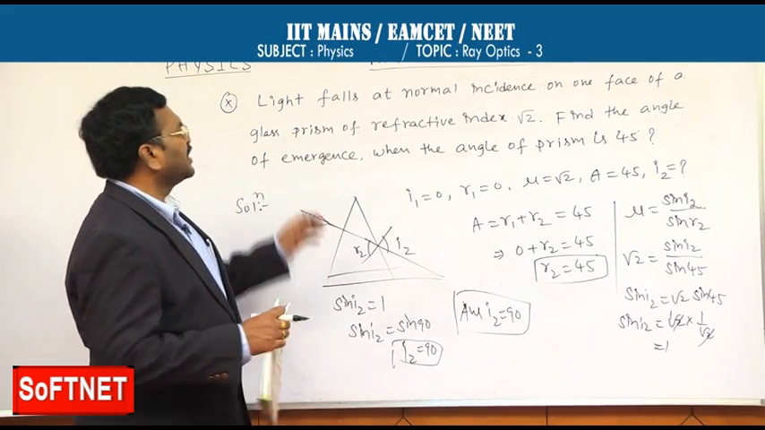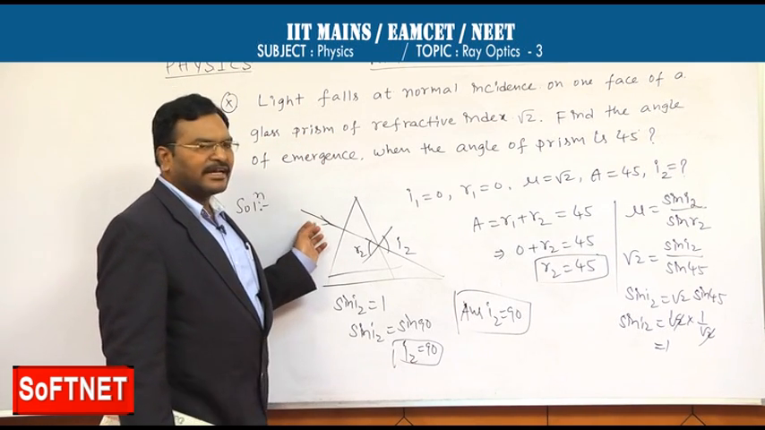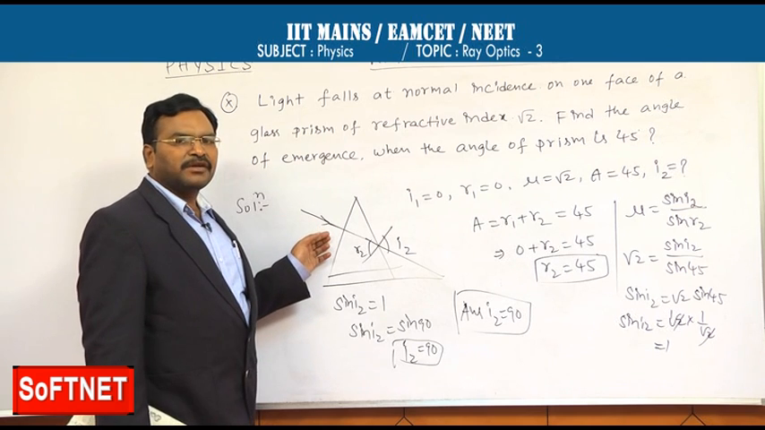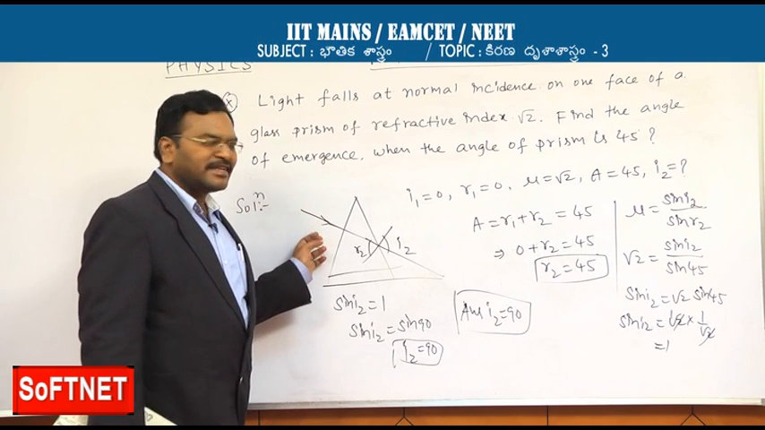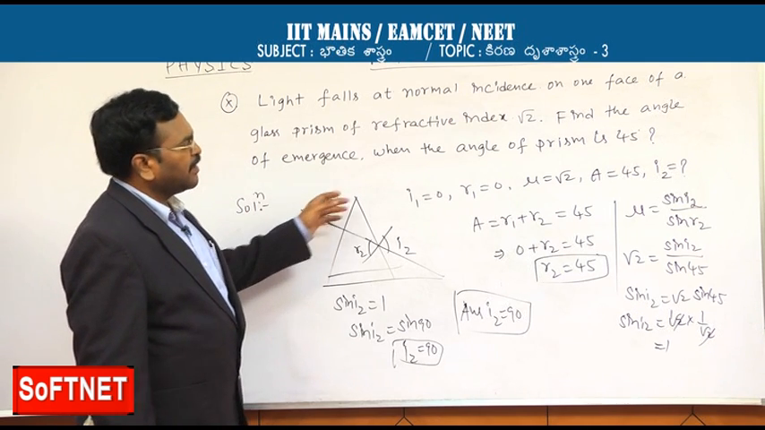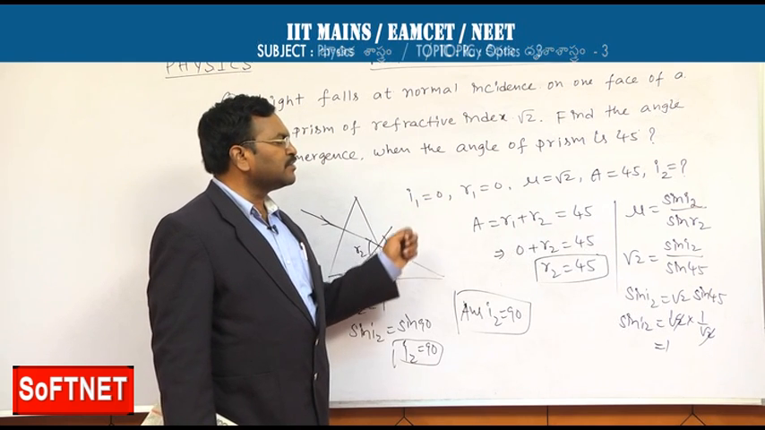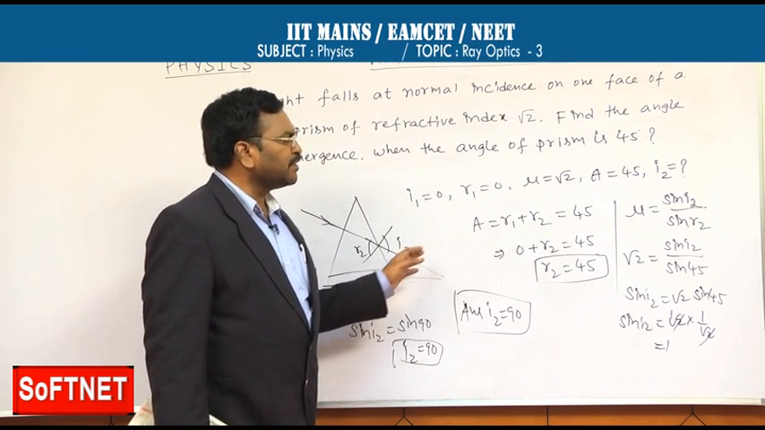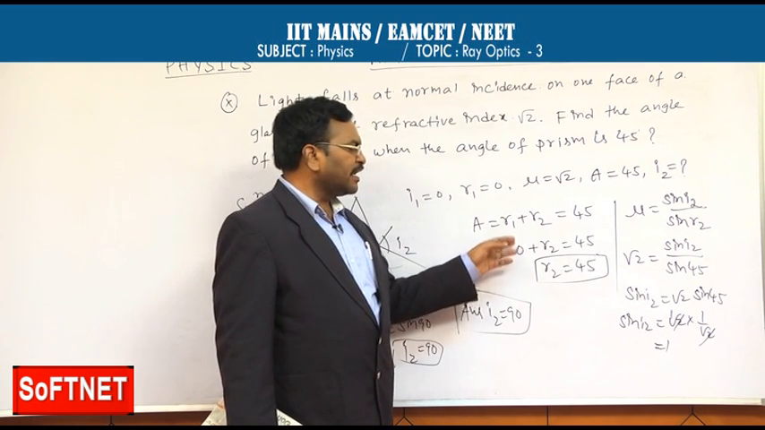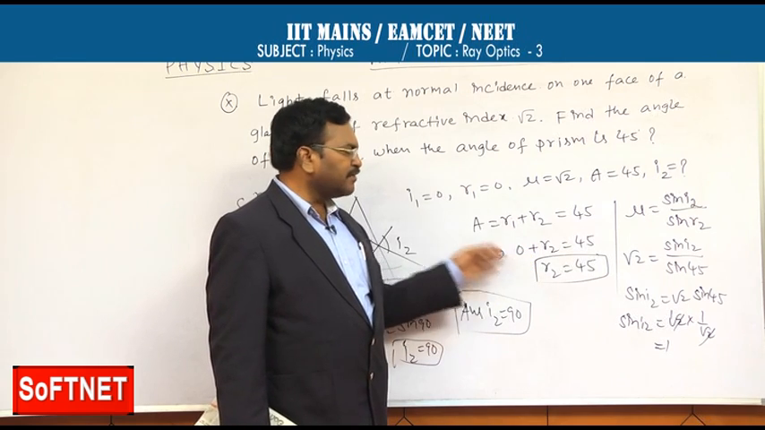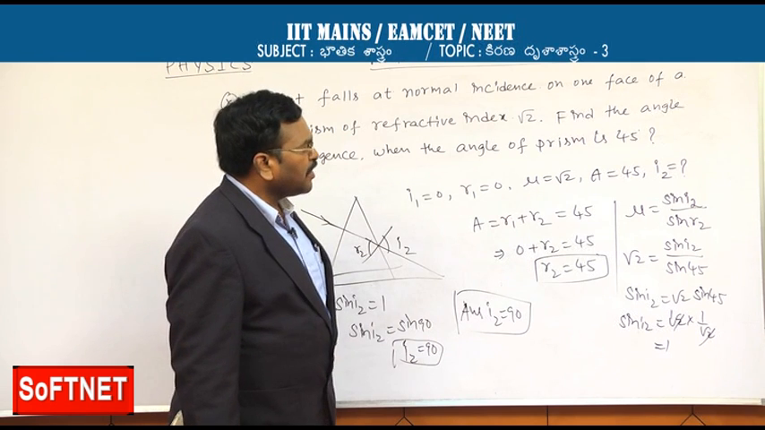What is given in the question? Here light falls at normal incidence. Normal incidence means the light ray falls perpendicular on the first refracting surface. Then what is the angle of incidence? I1 is 0, R1 is also 0. Now A is equal to, by the formula, R1 plus R2. Since R1 is 0, R2 becomes A only. What is A? The angle of the prism. So R2 is 45 degrees.